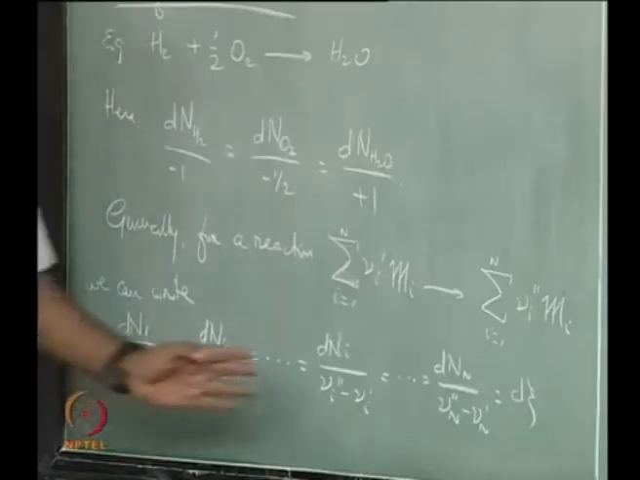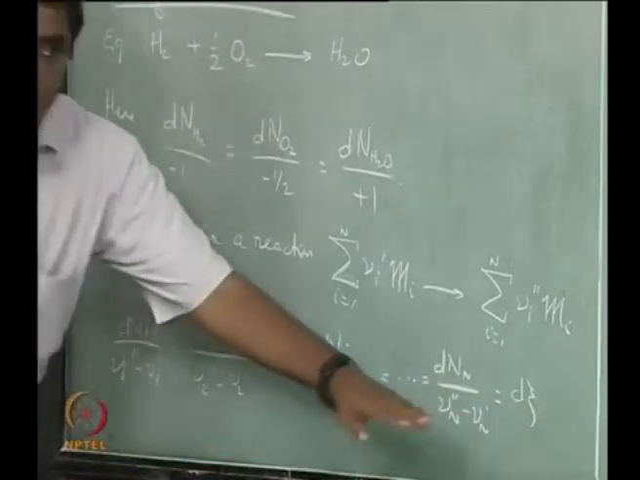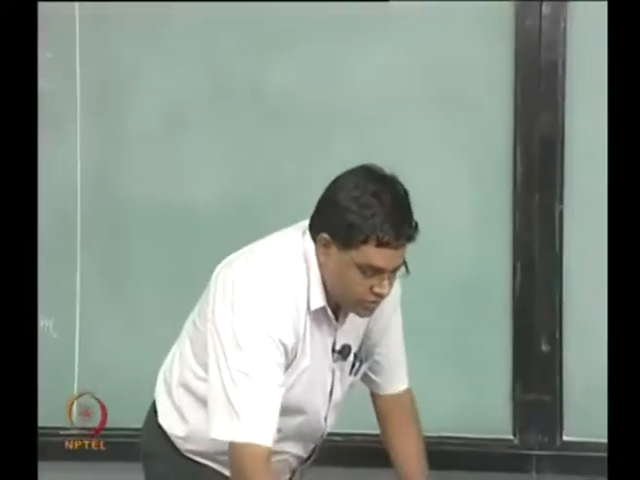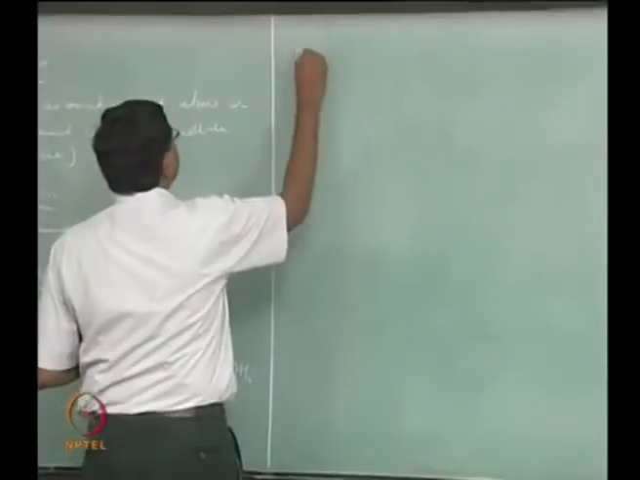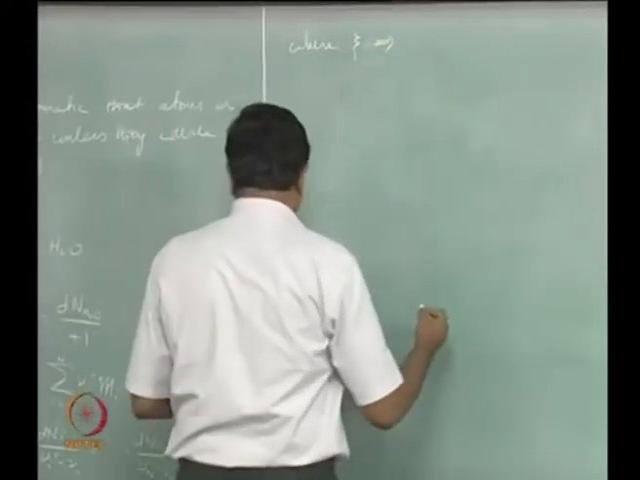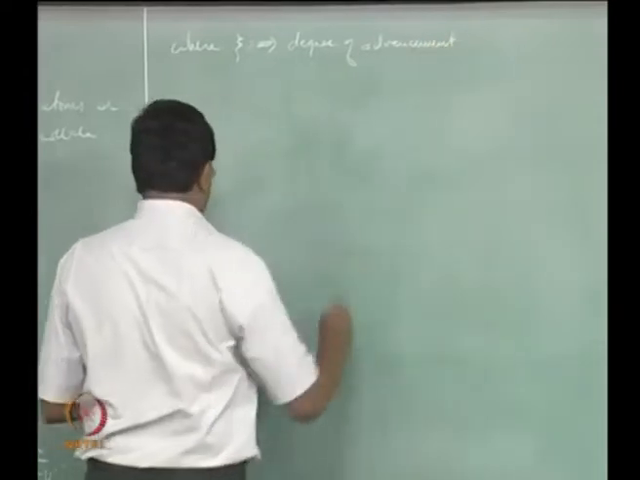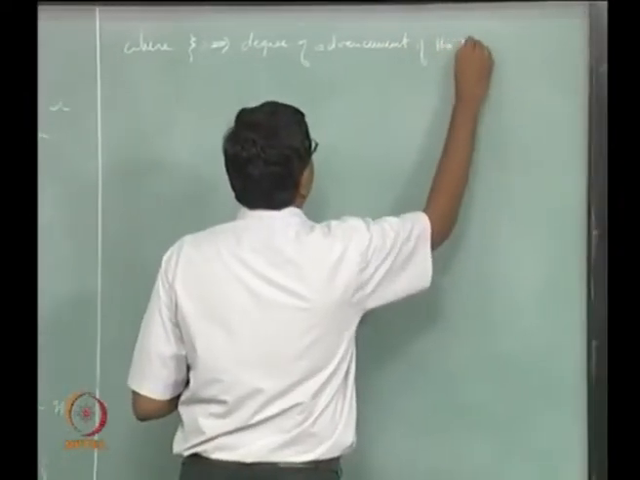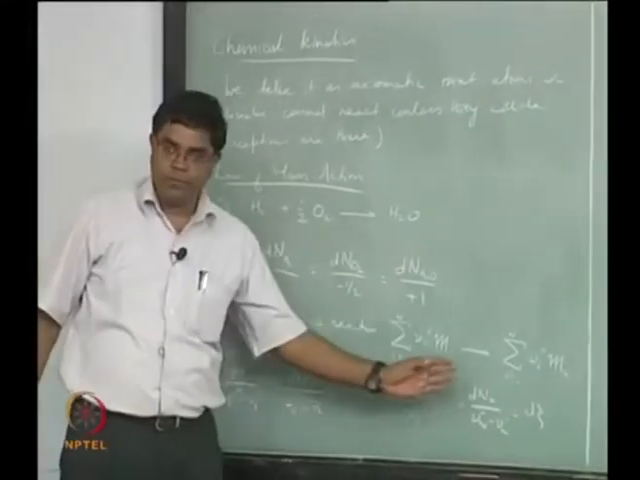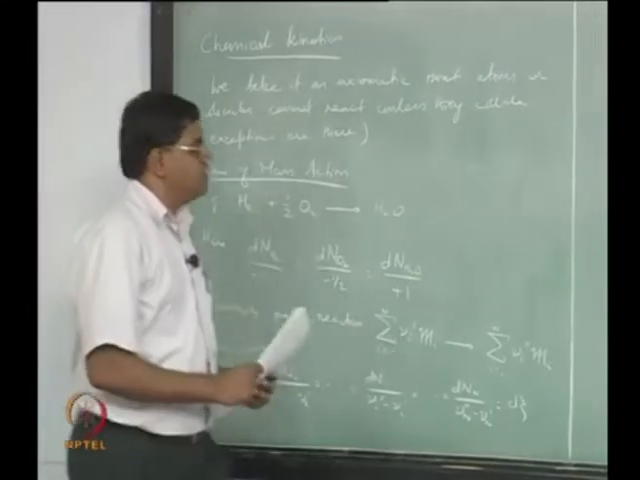And then what do you do with all these things that are equal to each other? We now say all these things that are equal to each other could finally be equal to an elemental change in a quantity called psi. So we say this is equal to dψ, where ψ refers to the degree of advancement of the reaction. It tells you how much of the reaction has proceeded depending upon how much elemental change in the number of moles has been effected for each of the species.